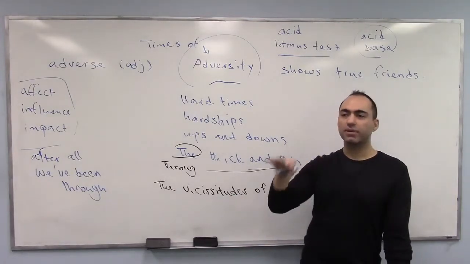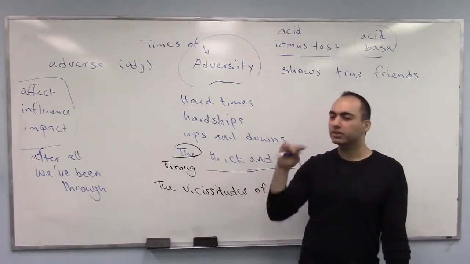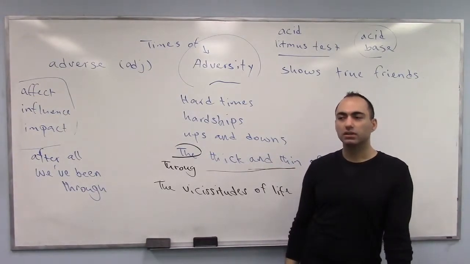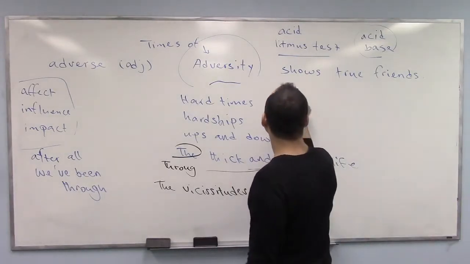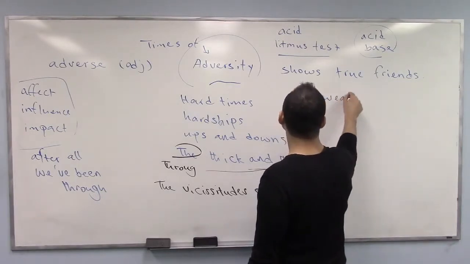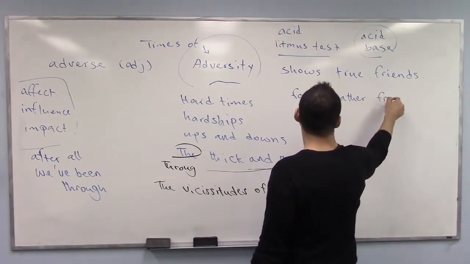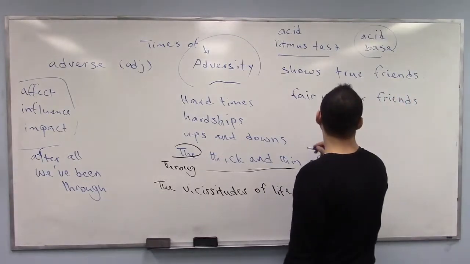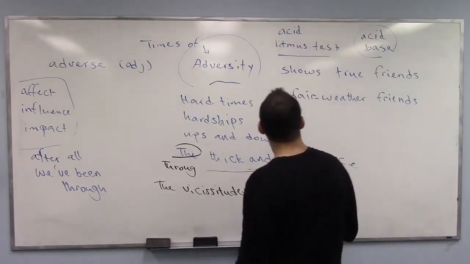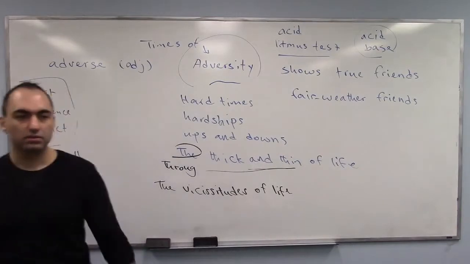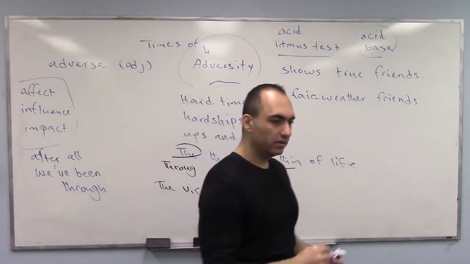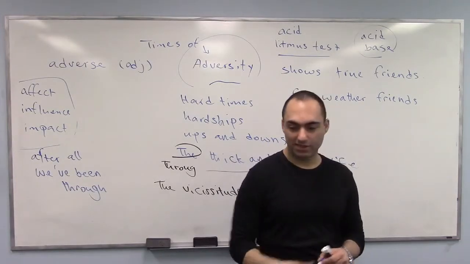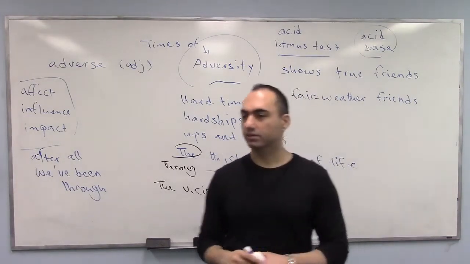Do you remember, when we talked about friendship, what types of friends leave us when we have times of adversity? The friends who are with you only when everything's okay. We have fair weather friends, who are with you only when the weather is fair. Only when you're happy and you've got money and you've got a nice car and let's go have fun.